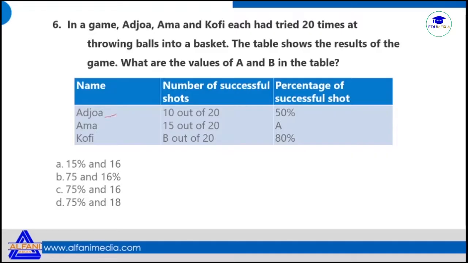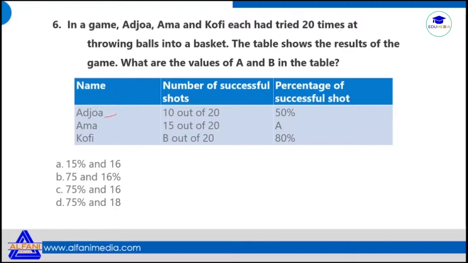All right, so we have this Ajua here, 10 out of 20 successful shots. They have 20 times to throw the balls, 20 shots, and Ajua was able to throw 10. He got 10 successful, 10 balls got into the basket, whilst the other 10 didn't. And in percentage, that is represented as 50%.